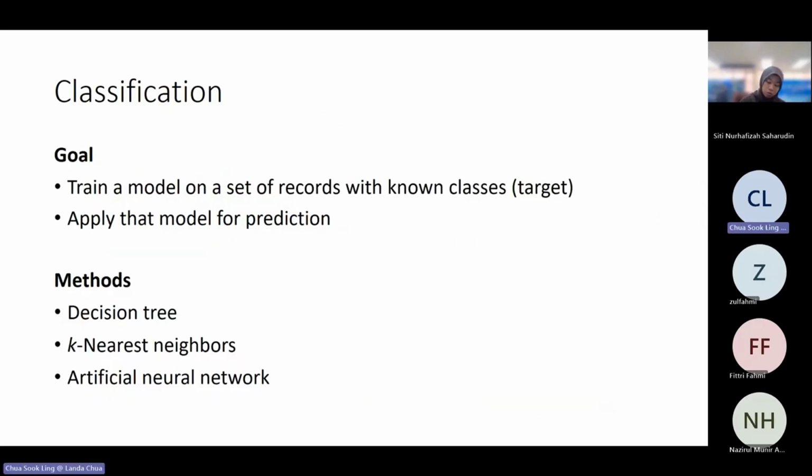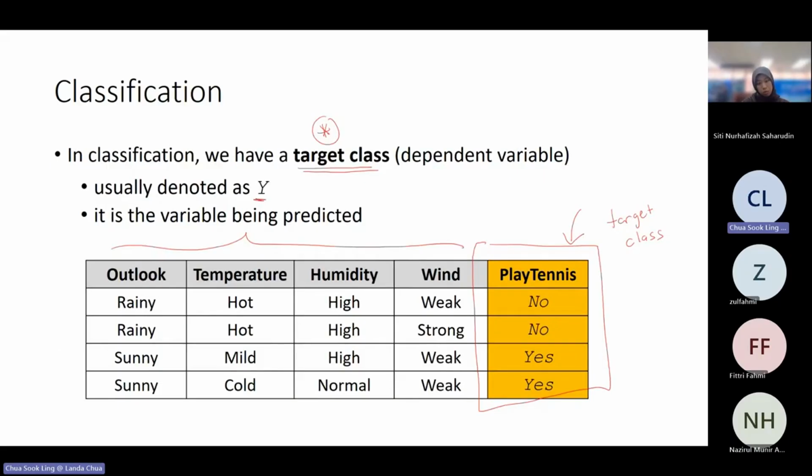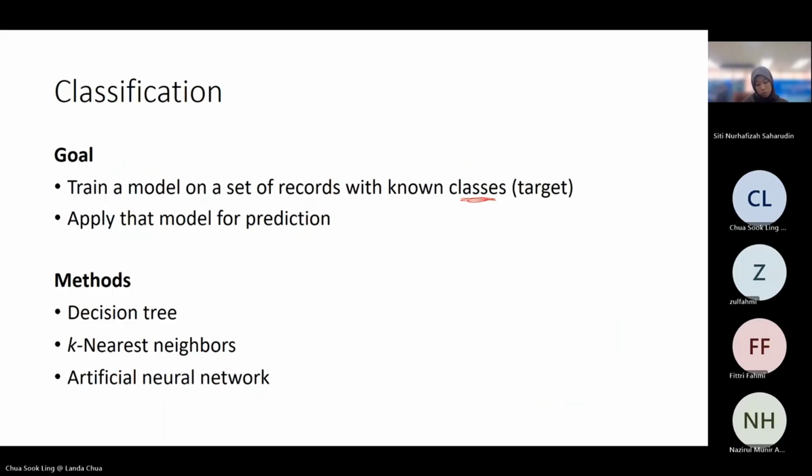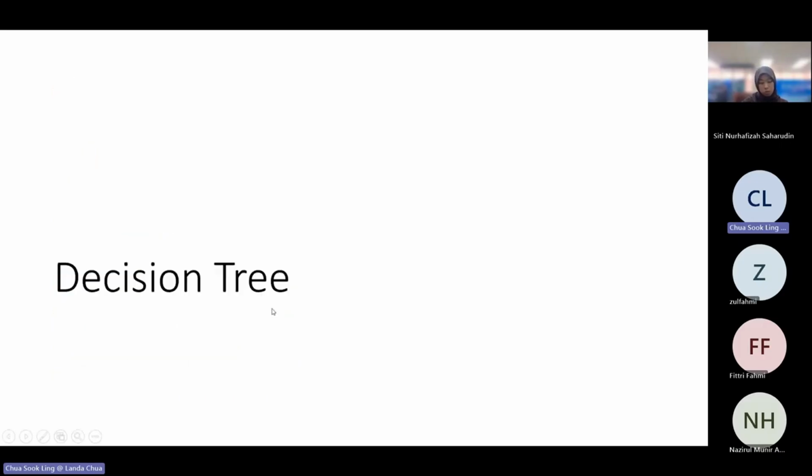The goal of classification is to train a model on the set of records with known classes, that means the target class. Then we apply the model for prediction. So just to recap a bit, whenever we do classification, we need a data set that contains the target class. Without a target class, we cannot do classification. Today we're going to take a look at 3 commonly used methods: decision tree, k-nearest neighbor, and artificial neural network. We'll begin with decision tree, the first method.